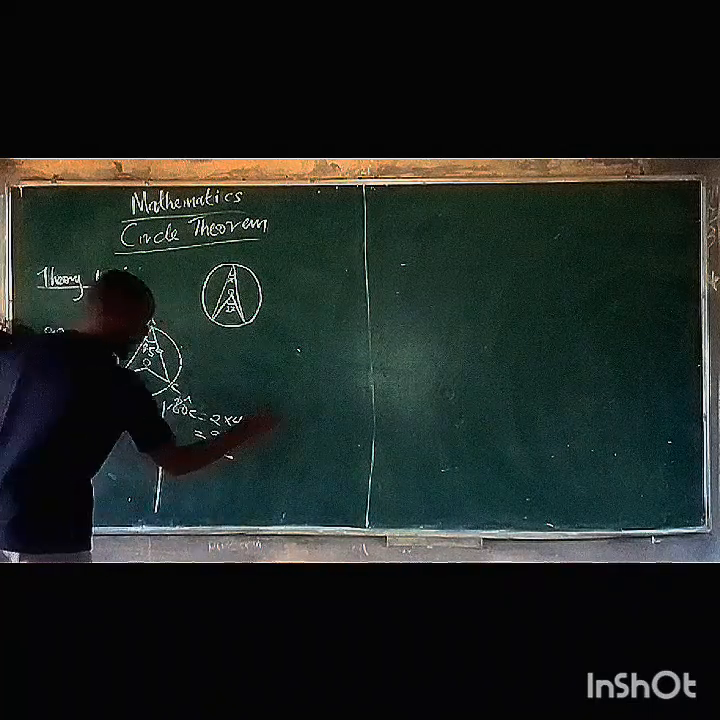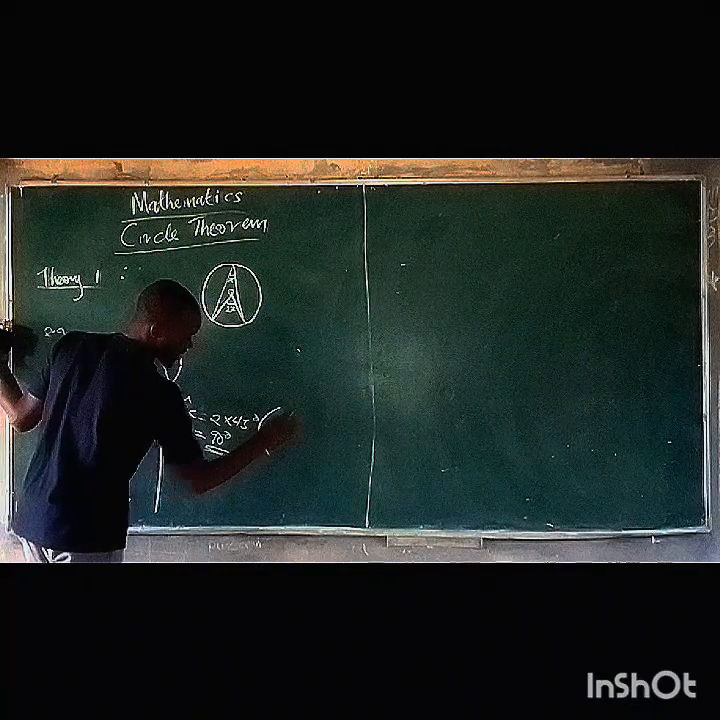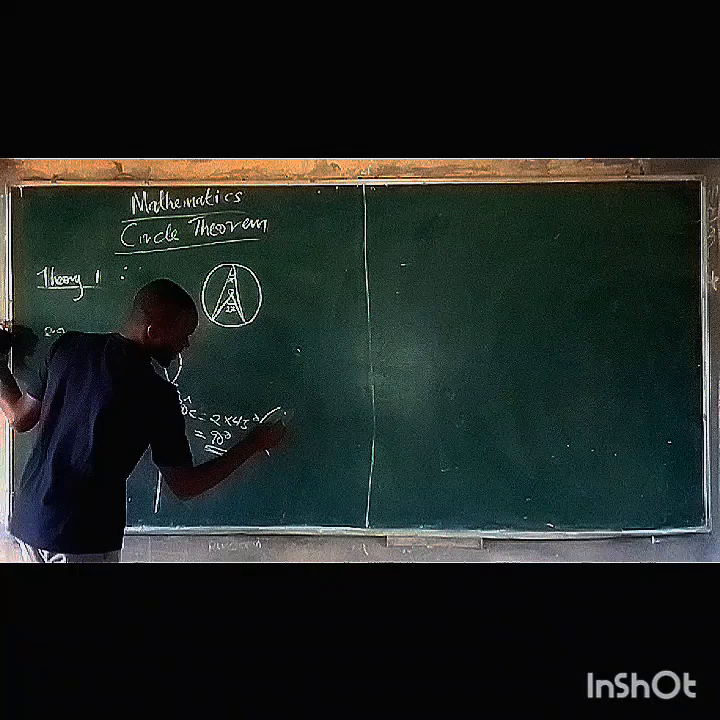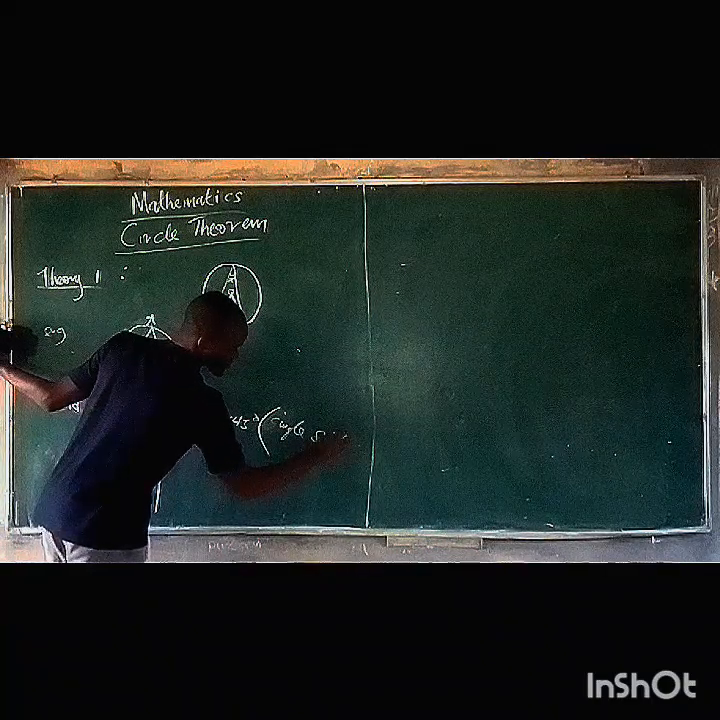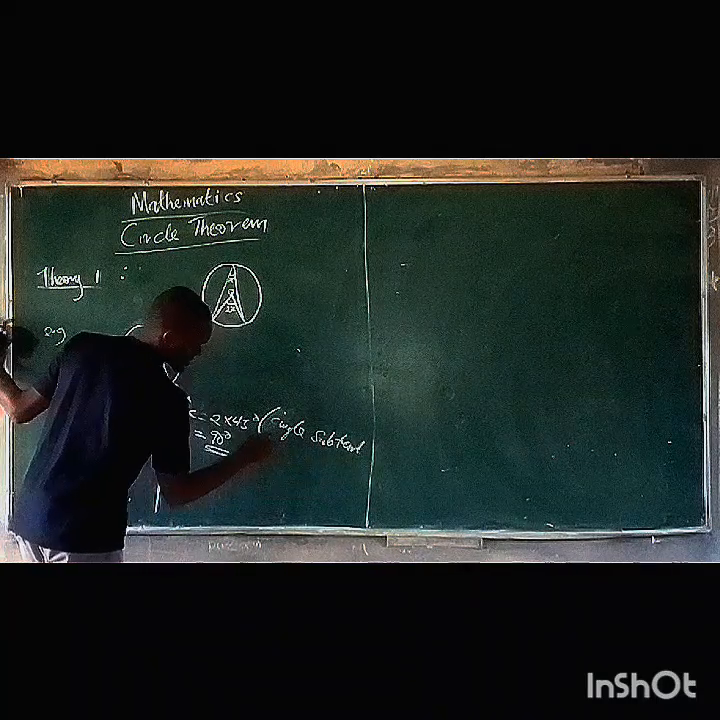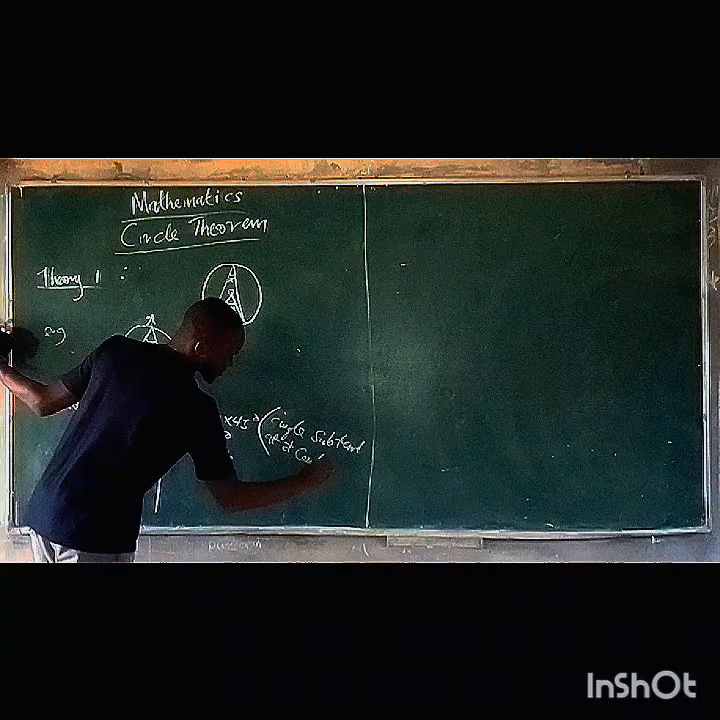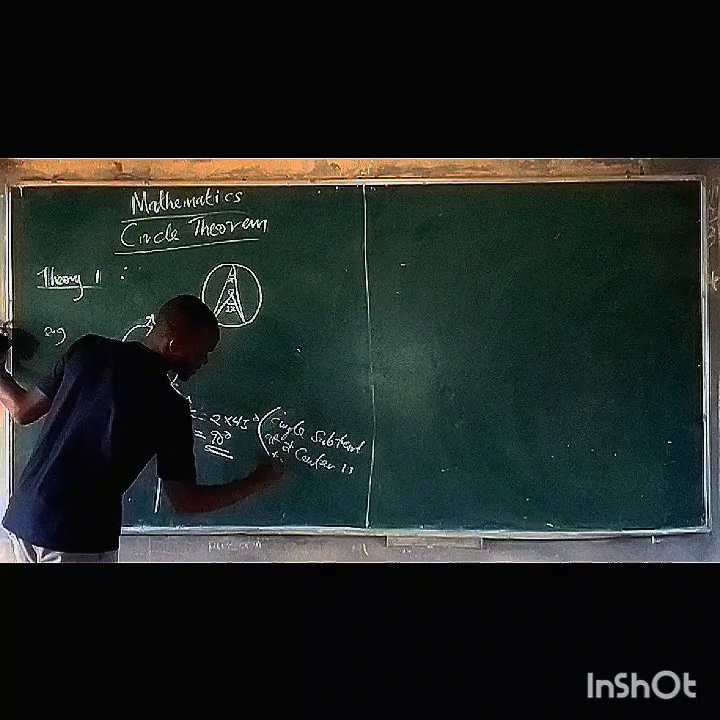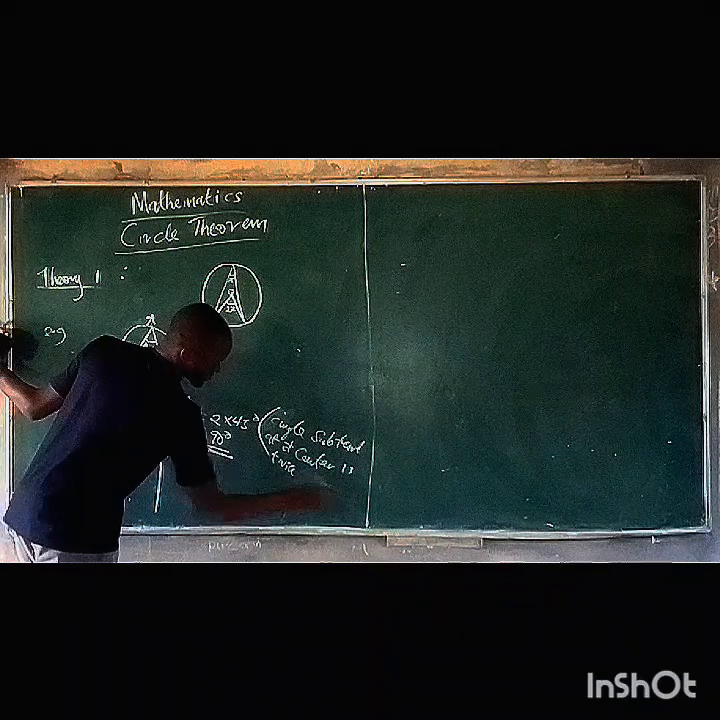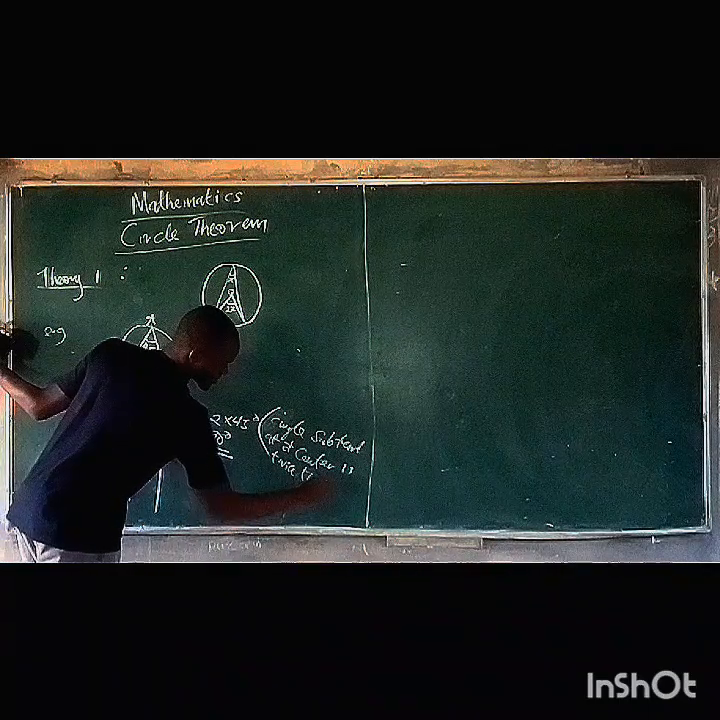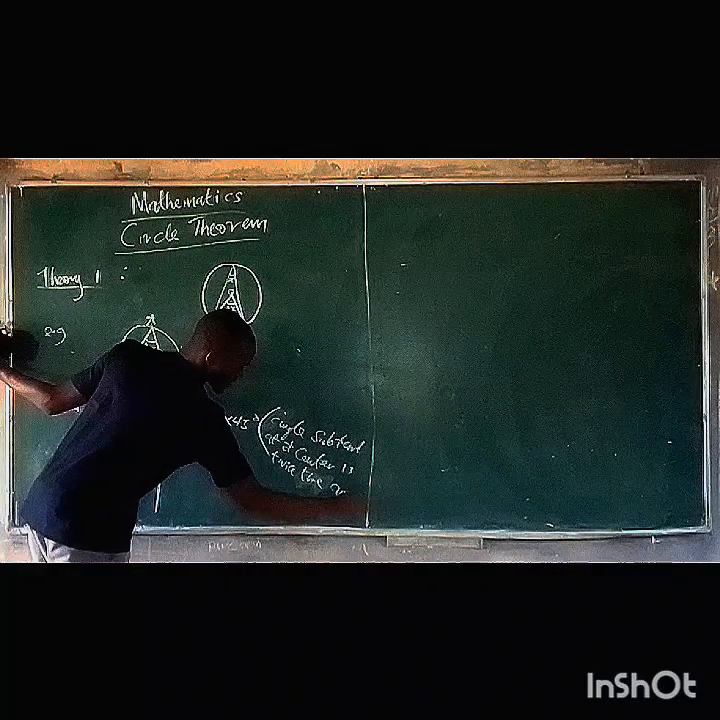And then they ask you why. You will tell them that the angle at the center is twice the angle at the circumference. Let's put it a better way. Let's write it. Angle at the center is twice the angle at the circumference. Sorry for the abbreviation, let me complete it. Angle at the center is twice the angle at the circumference.